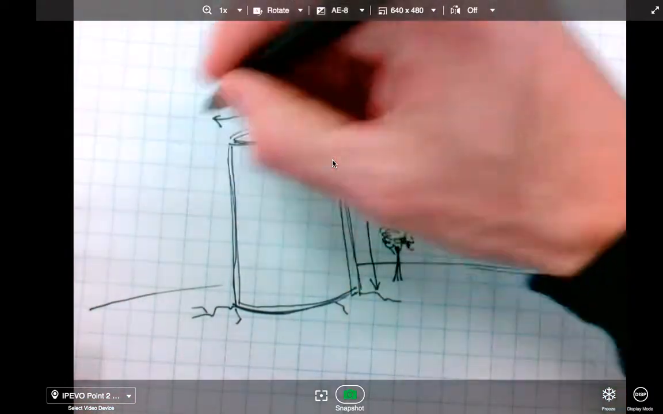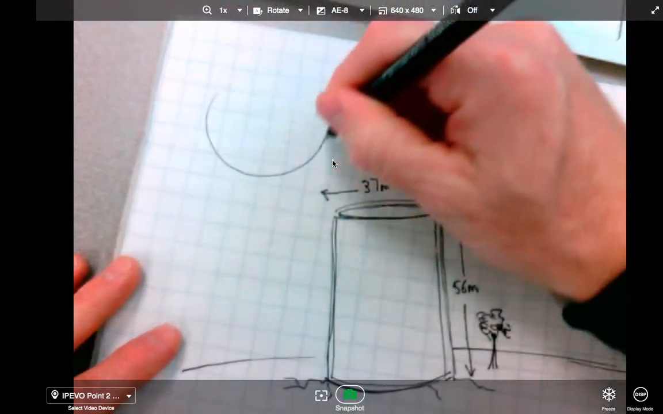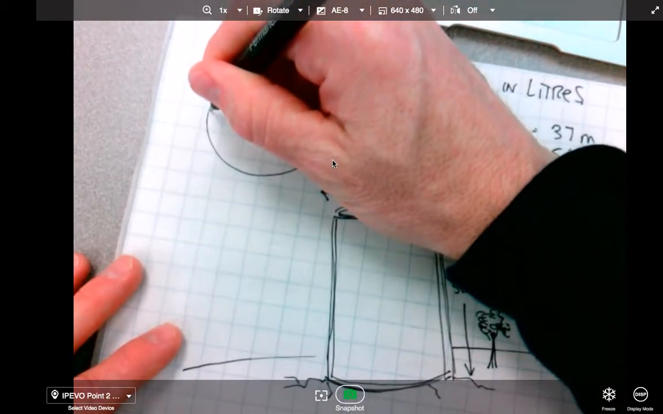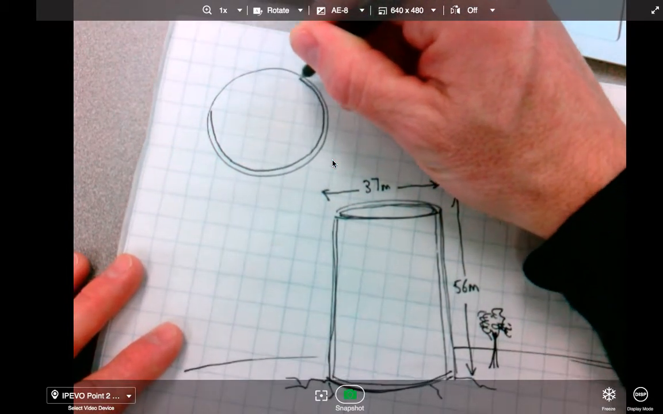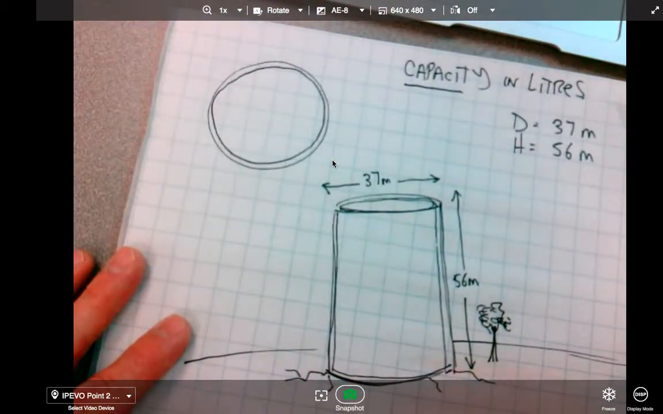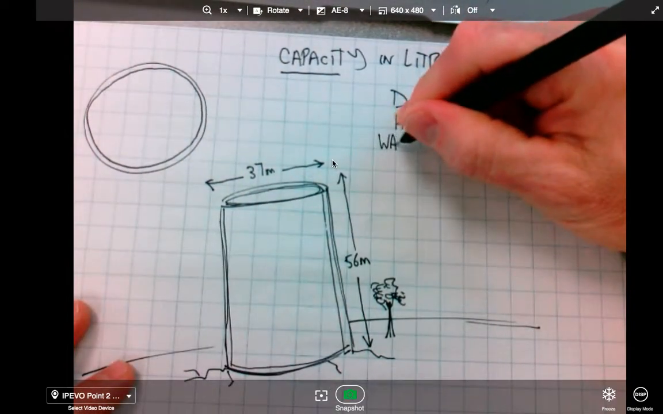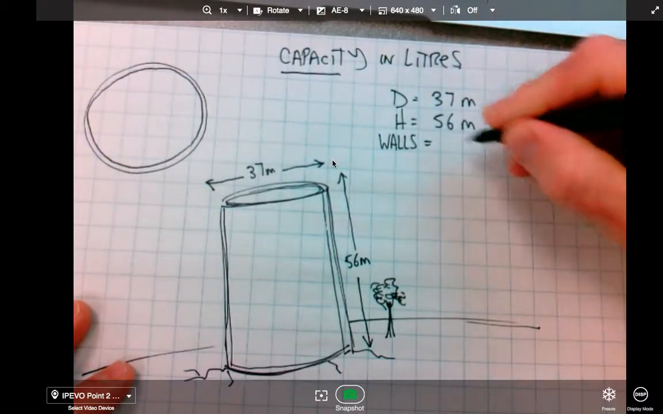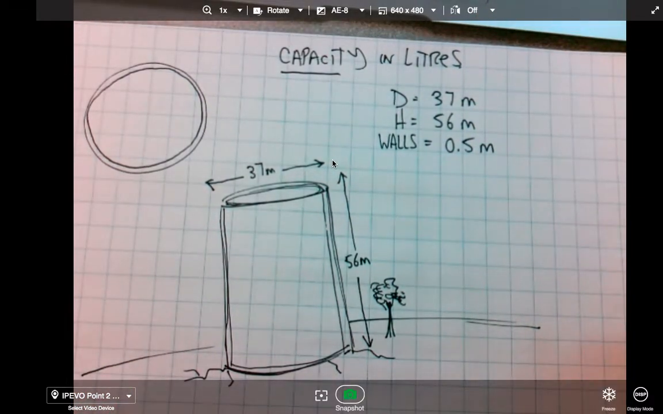So if I was to do a bird's eye view, so let's snap over to here. If I was up in the sky looking down on this cylinder and I had the lid off, we would see a thickness to the walls. So the walls are 0.5 meters. Not really thick, but they're 0.5 meters.